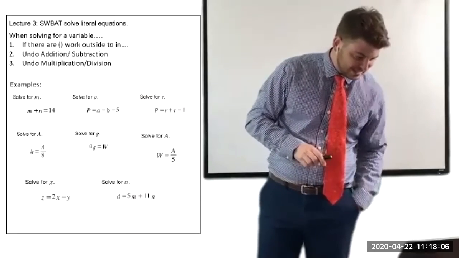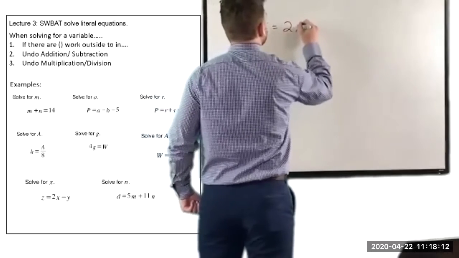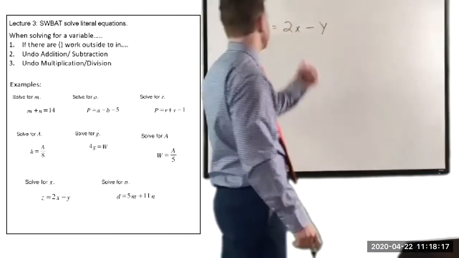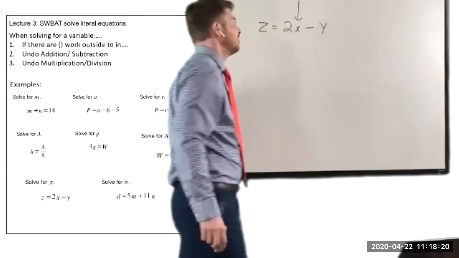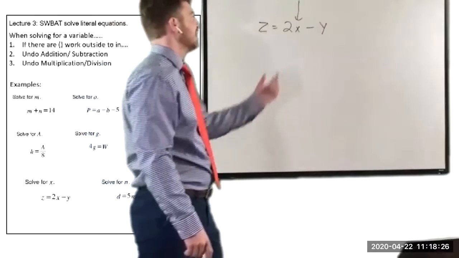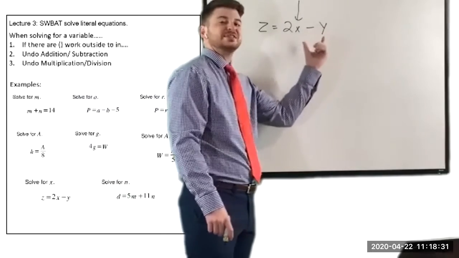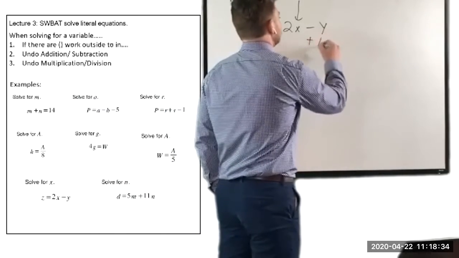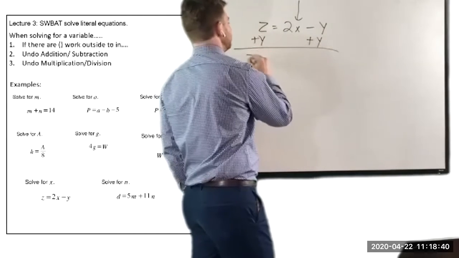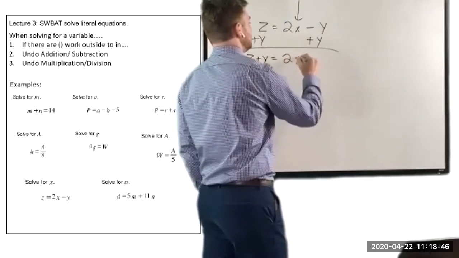This one is z equals 2x minus y, and it wants you to solve for x. So again, we're trying to solve for this variable. Like I said, you always start with addition and subtraction. So we have 2 times this x and then minus y, so we're going to start with this minus y. The opposite of subtraction is addition, so I'm going to add a y to both sides. On this side, we now have z plus y because we cannot combine those like terms, and that's equal to 2 times x.